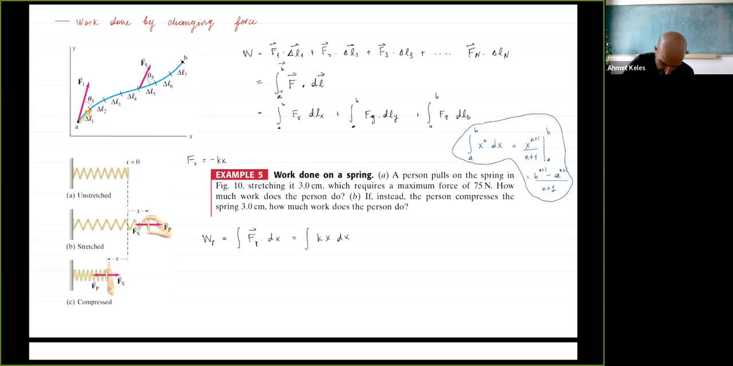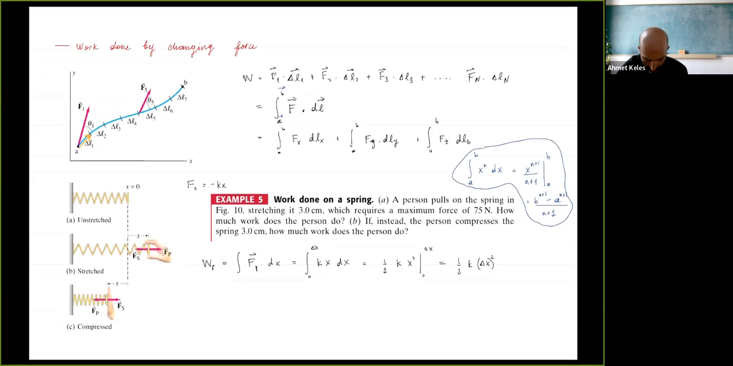Say it's from 0 to delta x, which is 3 centimeters. That's equal to, I showed you how to take this integral, 1/2 k x squared from 0 to delta x. And that's equal to 1/2 k delta x squared. And I can put parentheses here.